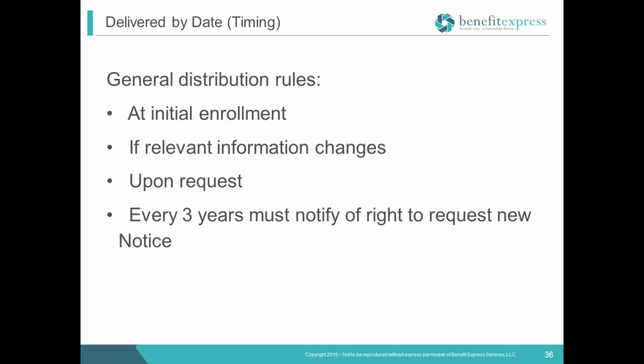So when does this privacy notice have to be given out? It has to be given out at initial enrollment, if any relevant information changes, for example if the privacy officer changes, and upon request. Then every 3 years you must notify the employees of the right to request a new notice. So again, it doesn't have to be given out every year. Every 3 years you give just a notice that if they want another copy, they can get it.